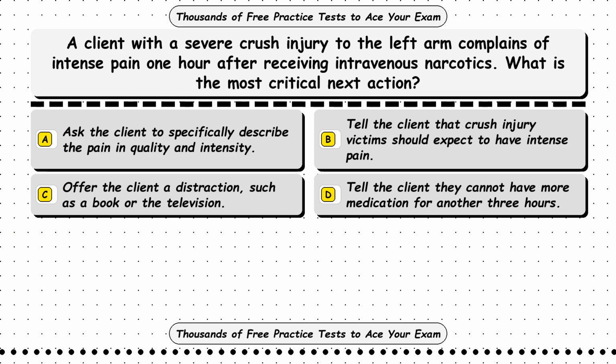Question 89. A client with a severe crush injury to the left arm complains of intense pain 1 hour after receiving intravenous narcotics. What is the most critical next action? Option A. Ask the client to specifically describe the pain in quality and intensity. Option B. Tell the client that crush injury victims should expect to have intense pain. Option C. Offer the client a distraction, such as a book or the television. Option D. Tell the client they cannot have more medication for another 3 hours.